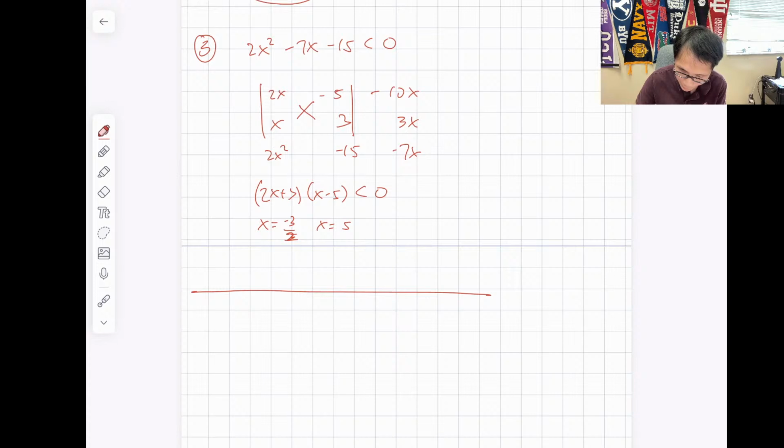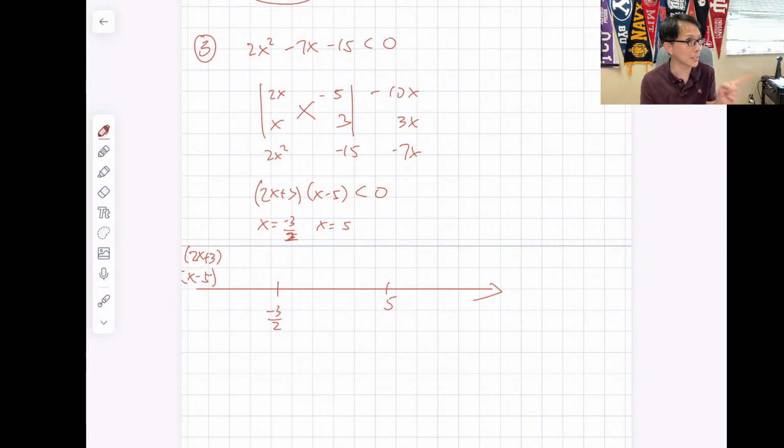Now, I'm going to draw a number line test. This one's negative 3 over 2. This one's 5. And that's going to be 2x plus 3 times x minus 5. Now, what do I do here? I'm going to test a number between negative infinity and negative 3 over 2. I'm going to plug in something like, say, negative 2. If I plug in negative 2 here, that's going to give you negative 4 plus 3, which is going to give you a negative sign.